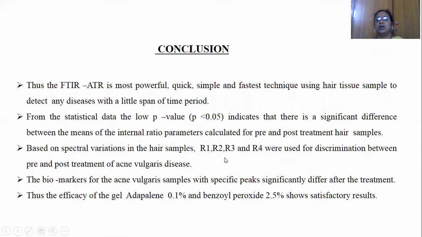And then R1, R2, R3, R4 were used for discrimination between the pre and post-treatment of the acne vulgaris disease, and thus the efficacy of the gel adapalene 0.1% and benzoyl peroxide 2.5% shows the expected results.